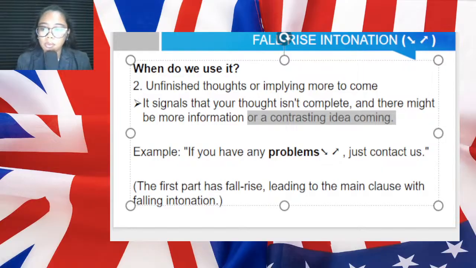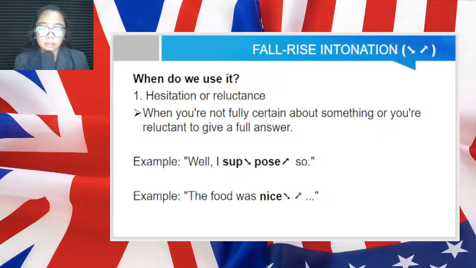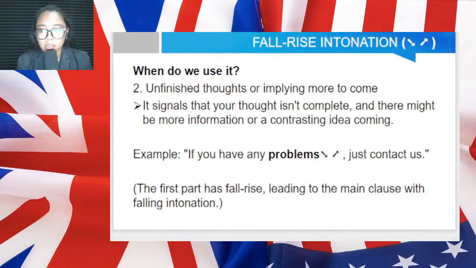Okay? So, in summary, when you use fall rise intonation for unfinished thoughts, you are cleverly using your voice to tell your listener you are not done yet. You can hint that more information or details are coming, or you can even prepare them for, how do you call that? A contrasting idea. Okay? It is just all about guiding your listener through your message and making your English sound really natural and, of course, clear. Okay? Any questions for this part, or shall we continue?